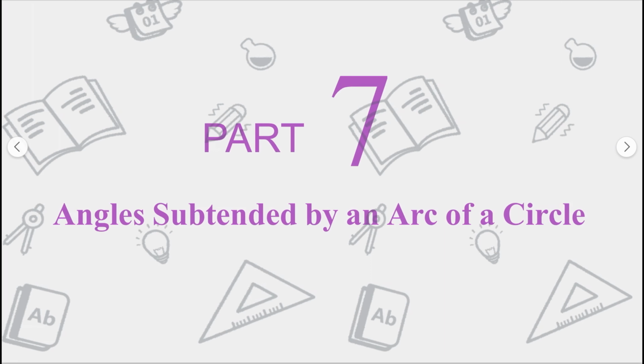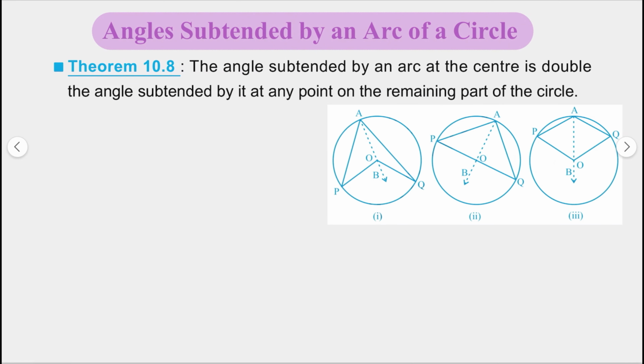We have the angle subtended by an arc of a circle. Based on this, we have theorem 10.8, which is a very important theorem. You will generally find some question based on this theorem in your exam. The statement of the theorem is: the angle subtended by an arc at the center is double the angle subtended by it at any point on the remaining part of the circle.